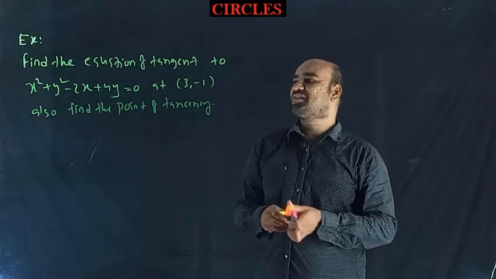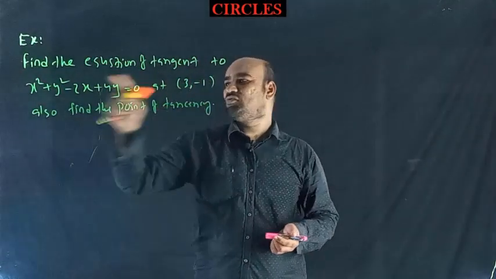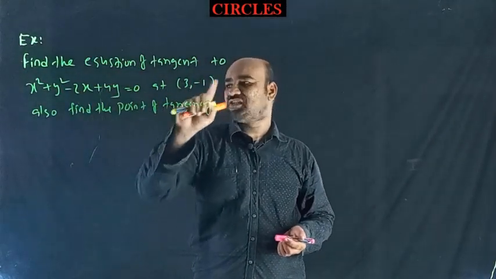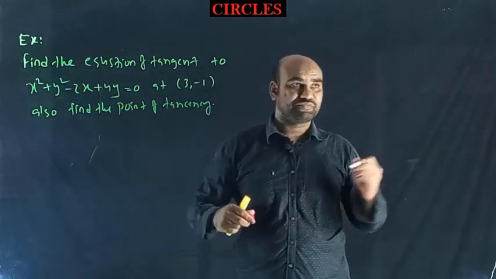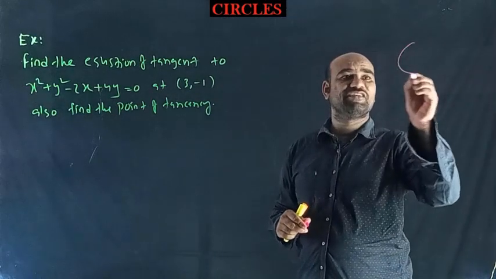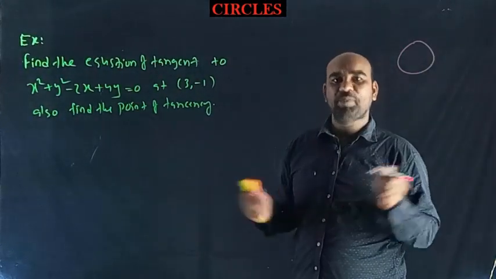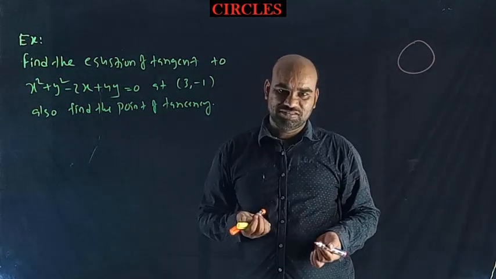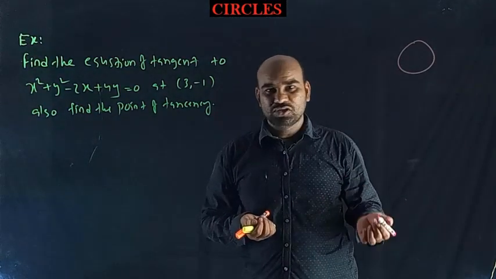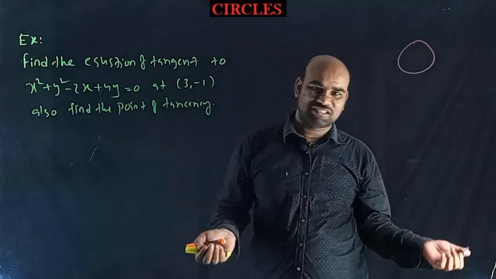Okay students, an example problem. Find the equation of the tangent to the circle at 3, minus 1 and also find the point of tangents. Important. A circle is given, a point is given. First of all, you want to identify where that point is. It may be outside the circle, it may be on the circle, it may be inside the circle.